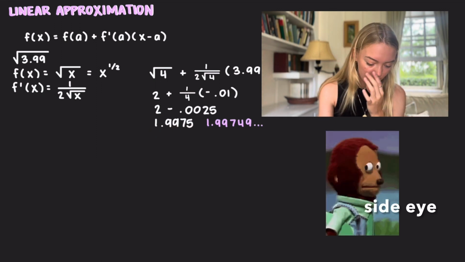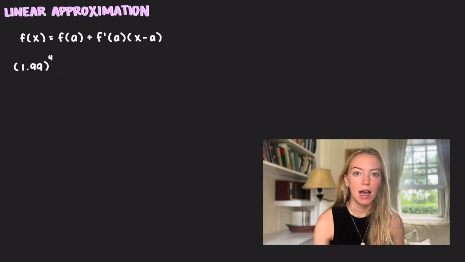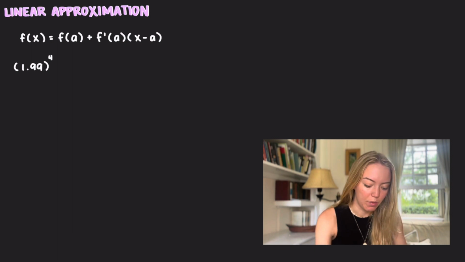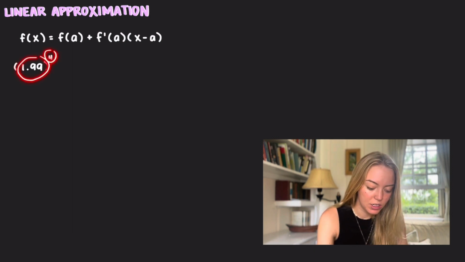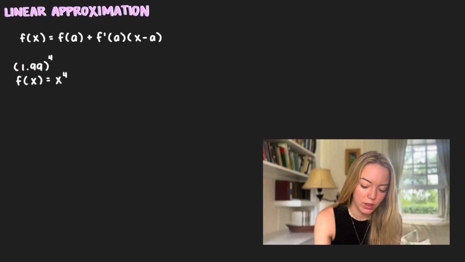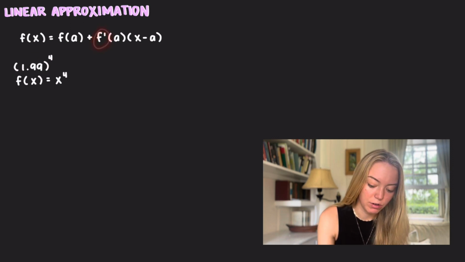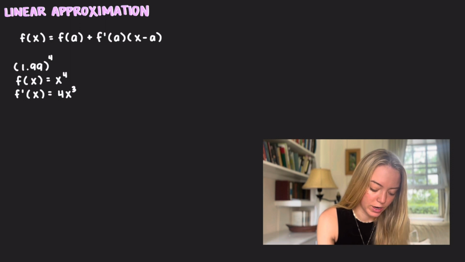So cool. Okay, first step, identify the function that we're working with. Well, it's something to the 4th, so it's a safe bet to say that our function is going to be x to the 4th. Now, again, we need to know the derivative of that function, 4x cubed.